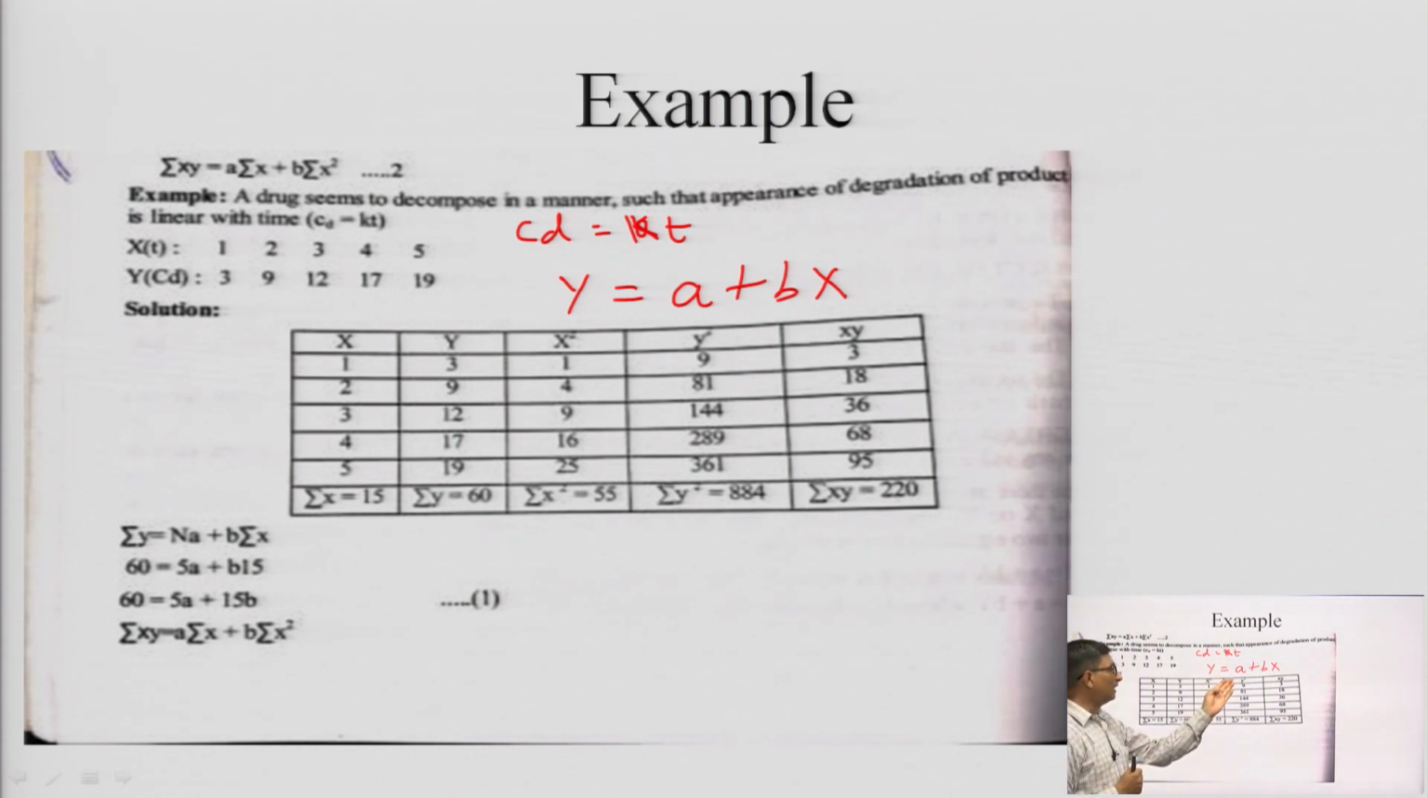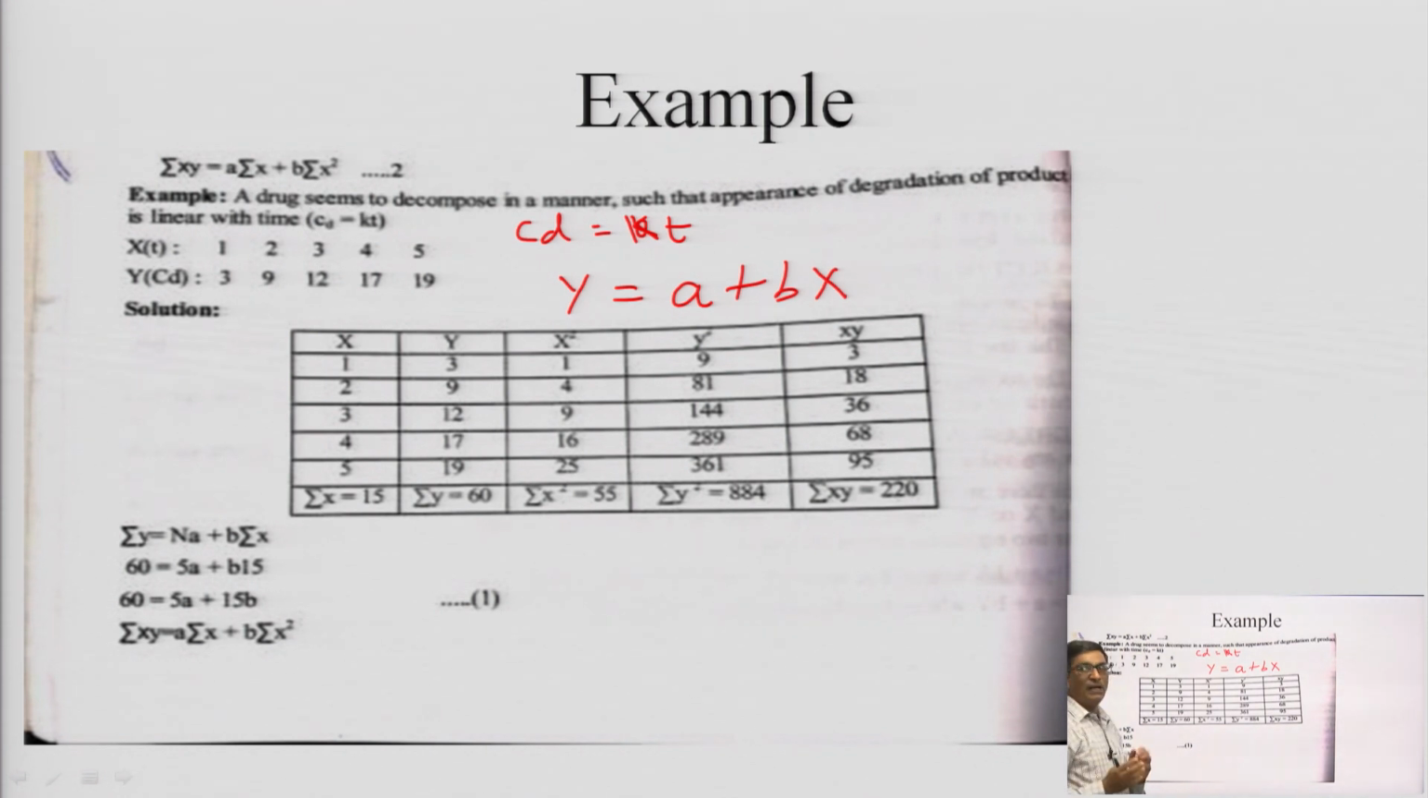Now, we find the y square. To find the y square, we first square the values of y, that is 3 square 9, 9 square 81, 12 square 144 and so on, and then the total of y square is equal to 884.